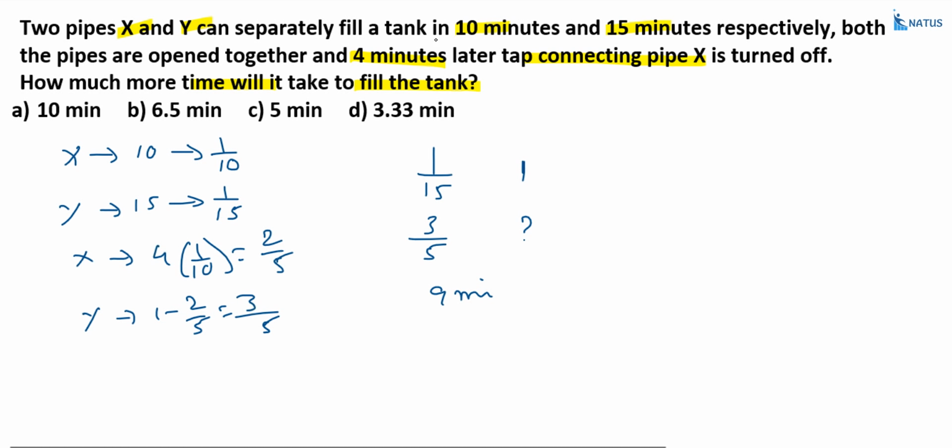But after 4 minutes only, pipe X is turned off, right? So what about the Y? Y must be 9 minus 4, that is equal to 5 minutes. Option C is the correct answer.